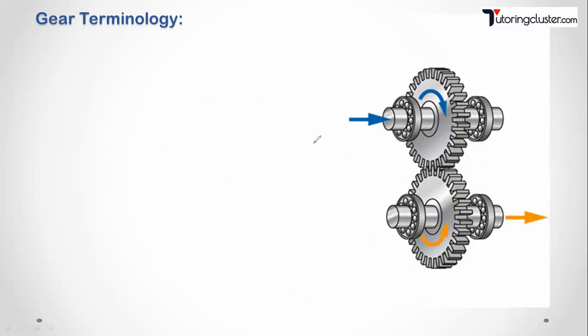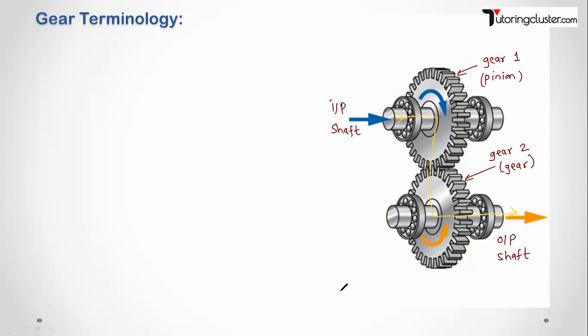Now this is the input shaft. Gear 1 is called the pinion. This is gear 2, termed the gear, and this is your output shaft. So this is how power transmission is taking place. These two gears are in mesh. This is the meaning of mesh. I have told you, to transmit the power you should have a pair of gears. And the important thing is that the module of gear 1 and the module of gear 2 must be the same. Diameter and number of teeth can be different, but module has to be the same.